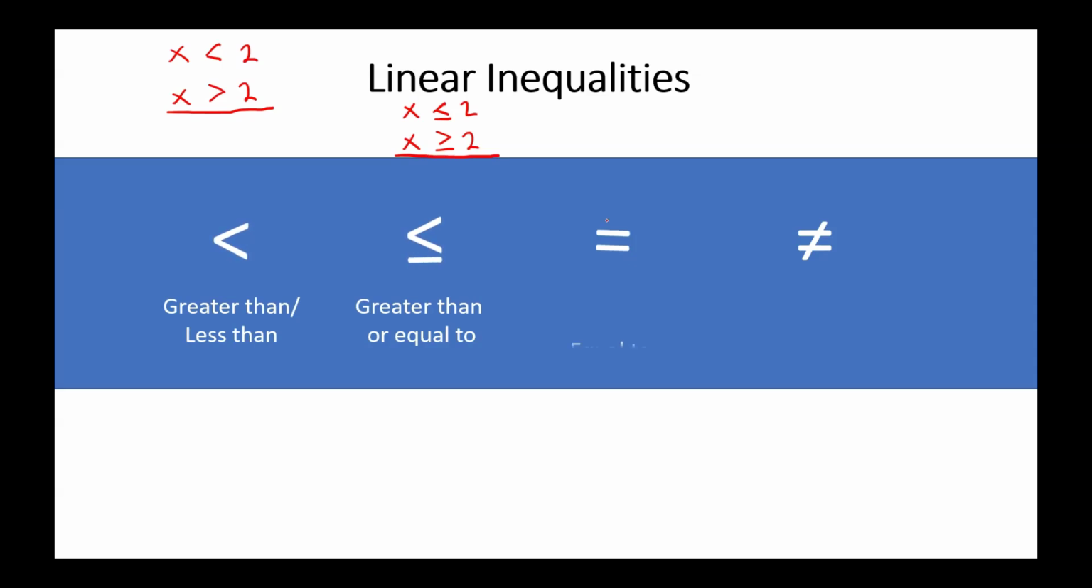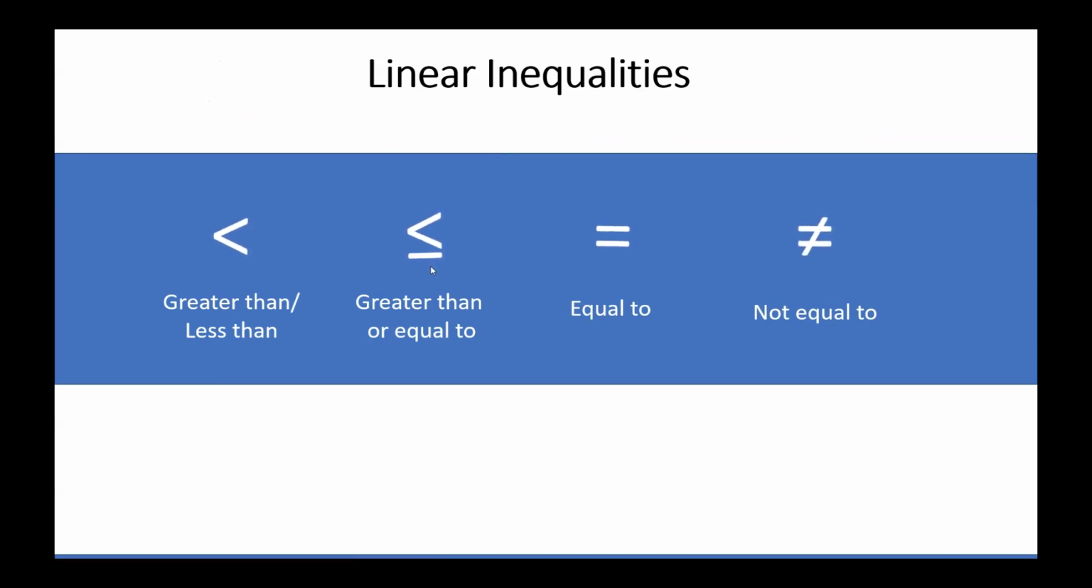Now, the equal sign just means equal to. So it just means x is equal to 2. This other sign here means not equal to. So it means x is not equal to 2, meaning it can be anything else except 2.